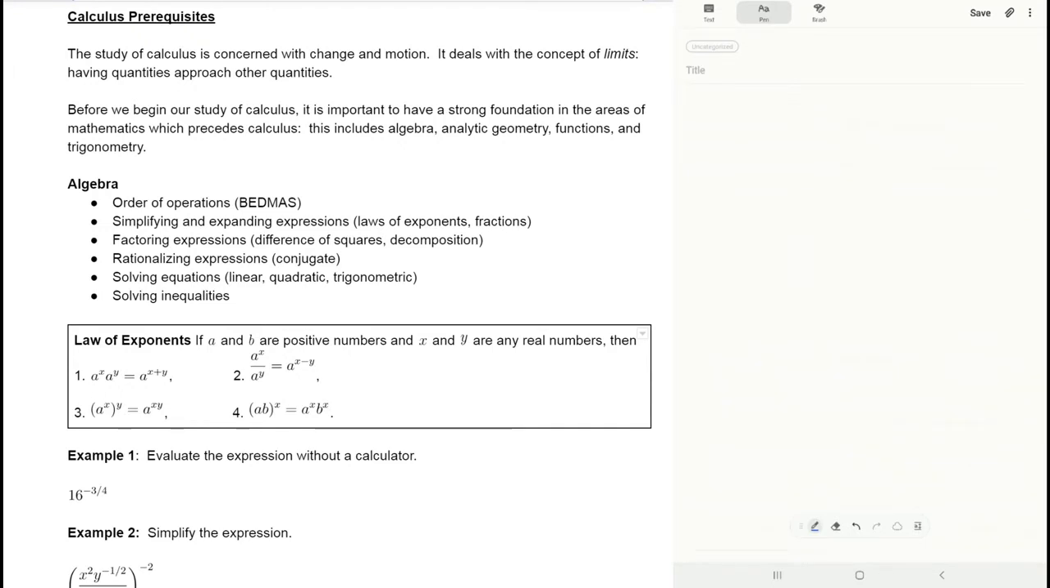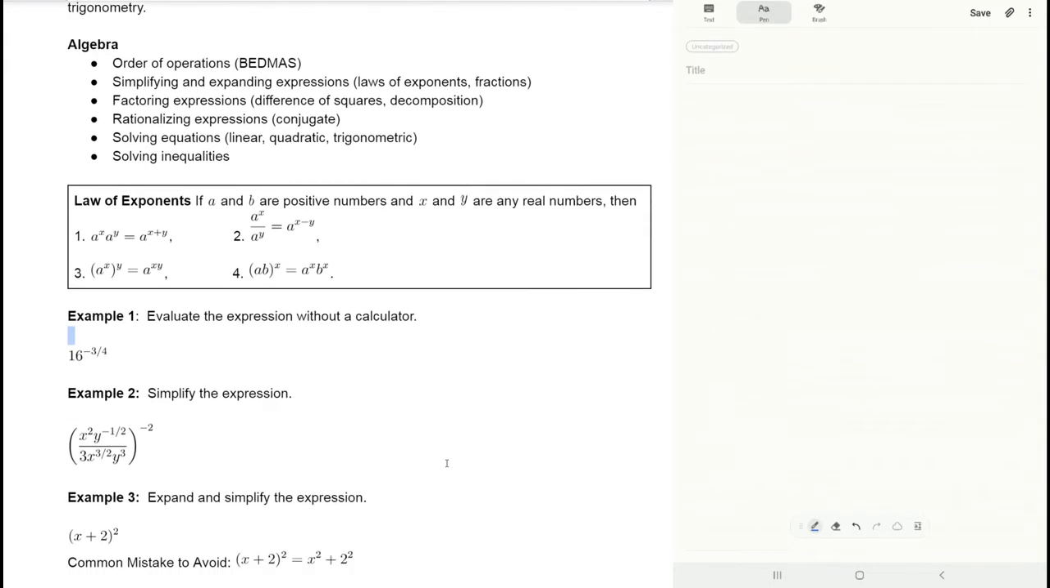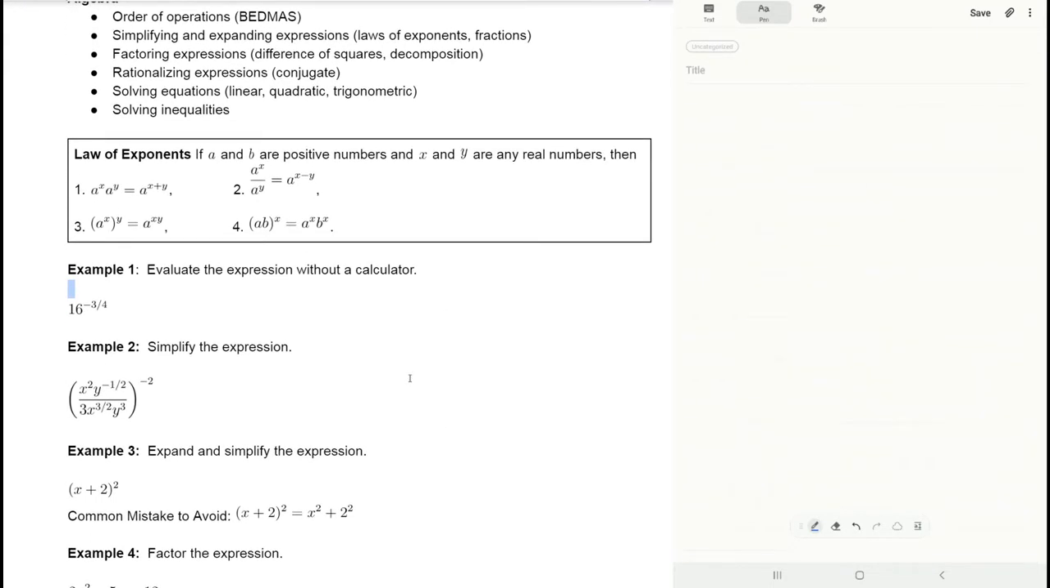All right, so let's go through some examples of using the law of exponents. So here we have 16 to the power of negative 3 over 4. So let's evaluate the expression without using a calculator.